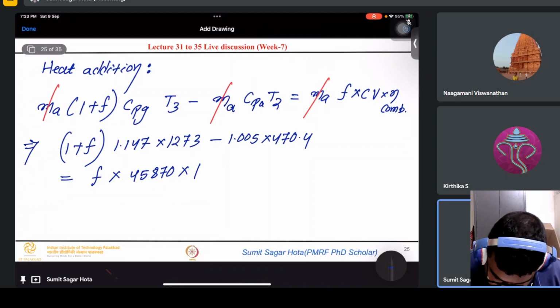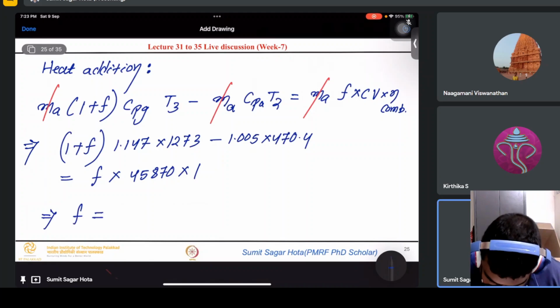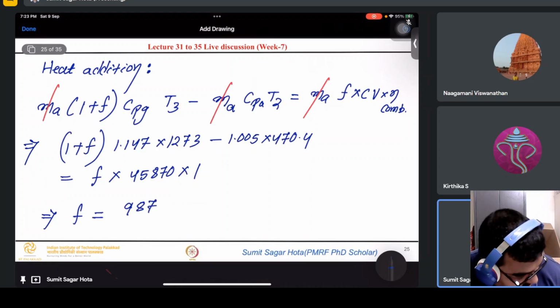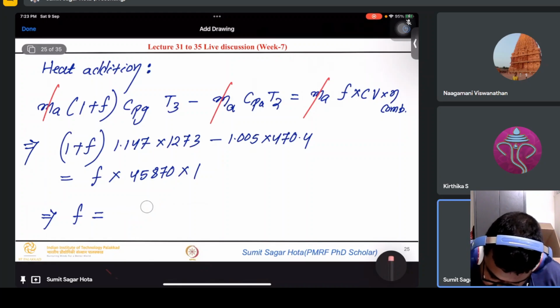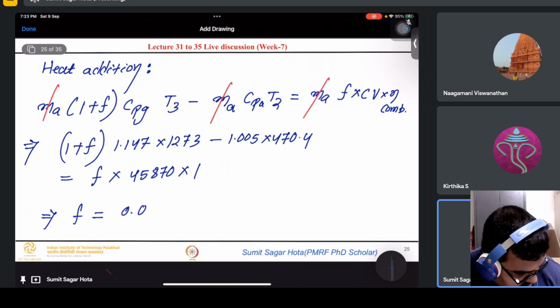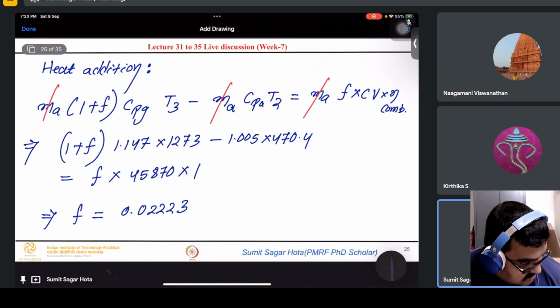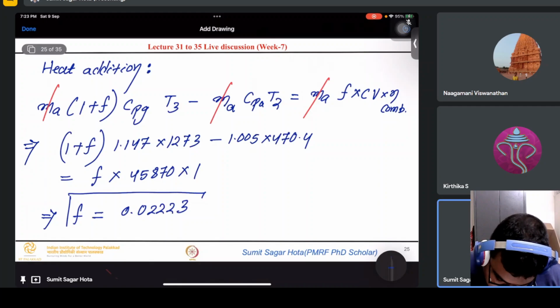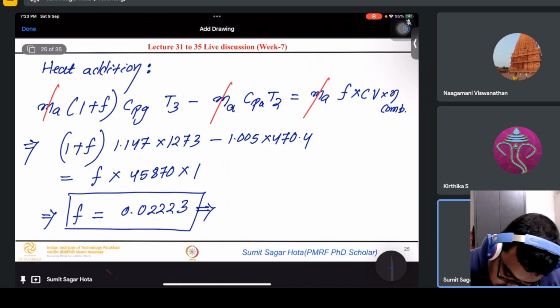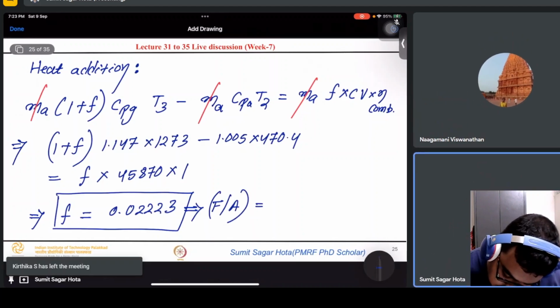Now if you solve all this, then you get F as 987. Directly write down the answer: 0.02223. Okay, this is your fuel-air ratio, which is your third bit answer.